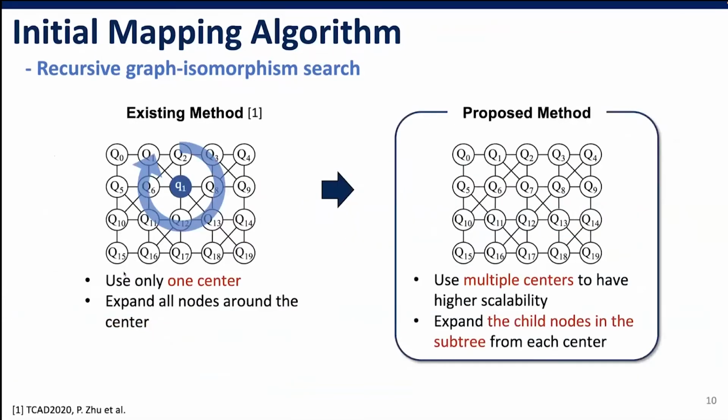To find an isomorphic graph, the previous method used only one center and then expanded all nodes around the center. But our proposed method uses multiple centers to have higher scalability. Then we expand the child nodes in the subtree from each center. We iterate the center mapping and child node mapping until the graph matching is complete. On the next page, we describe the proposed method in detail.